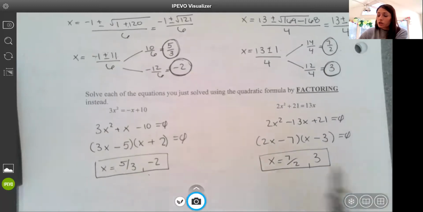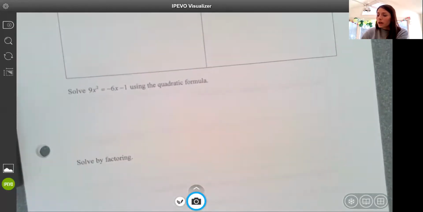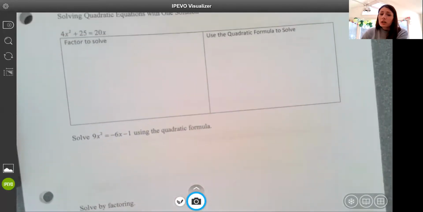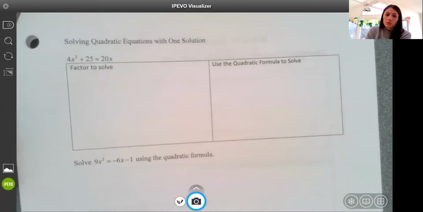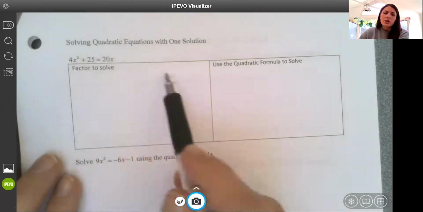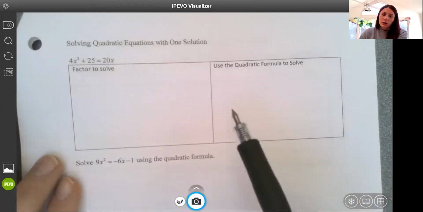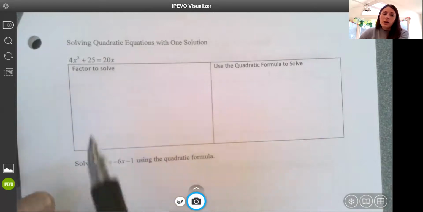For right now, we're just going to look at ones that are factorable, but I do want to talk about what it looks like when there's just one solution. So first we have this, and we'll remind ourselves, what does it look like when we're factoring? And then what does that look like when we're doing the quadratic formula? So here we have another quadratic.